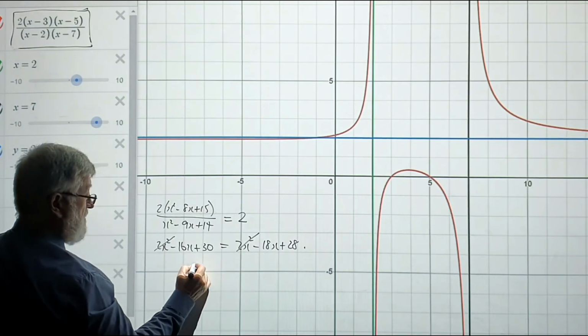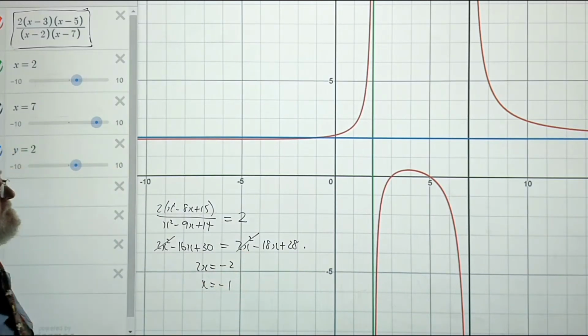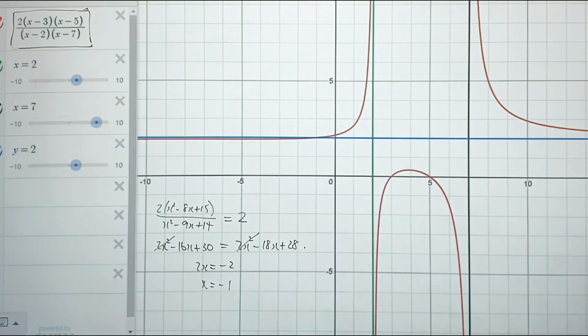So if I add 2x, I've got 2x, and if I subtract that, I've got minus 2, and I've got x equals minus 1 still. So what effect did the 2 have? Just raised it up. That's all I did.